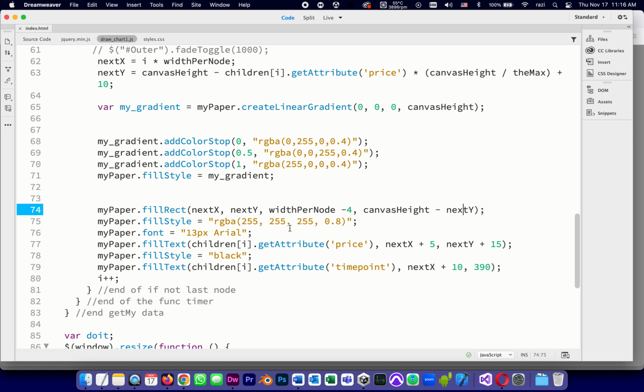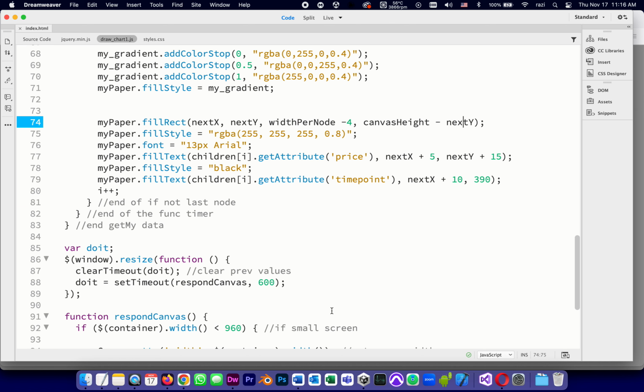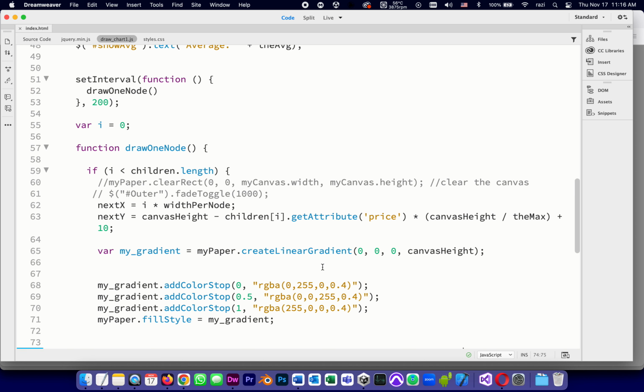The only thing that makes the text go back to being white is this line. After we draw the rectangles, we go, okay, I don't need this kind of a gradient fill anymore. And I'm declaring a new fill style, which is basically an almost opaque white. It's white, but only 0.8 transparency. The reason I made it almost transparent is, again, because I like to play with transparency. Everything else is exactly the same as the previous script.